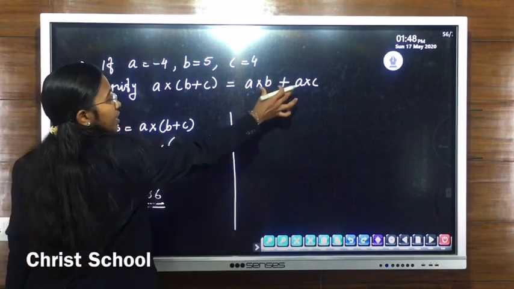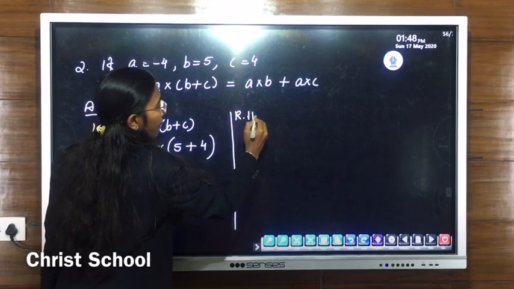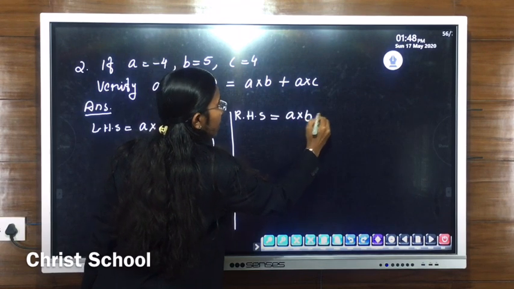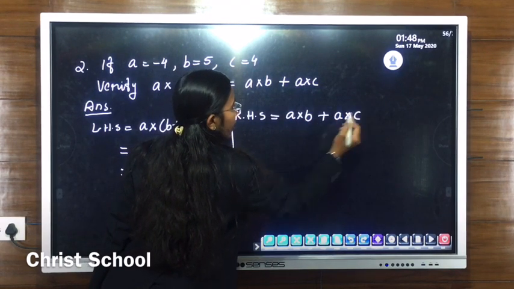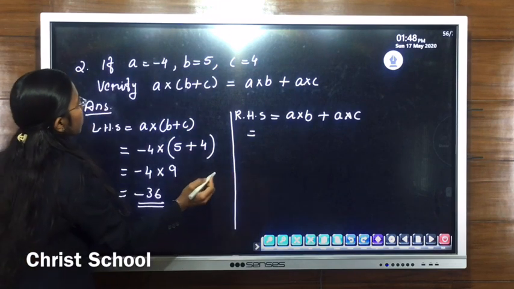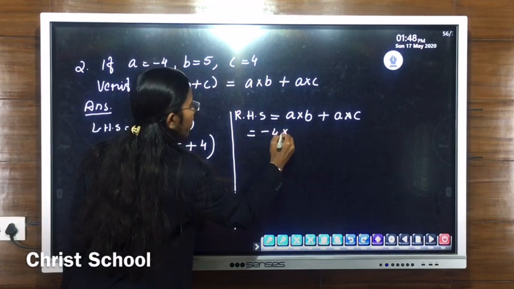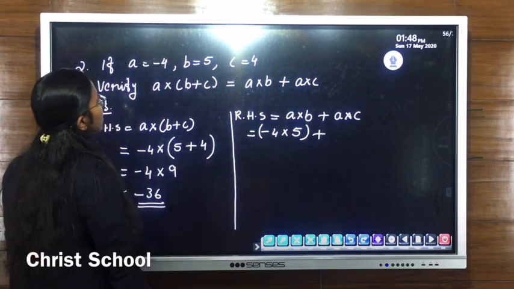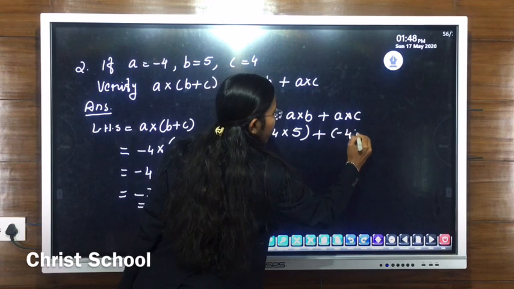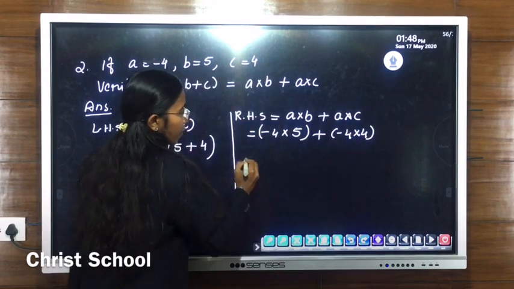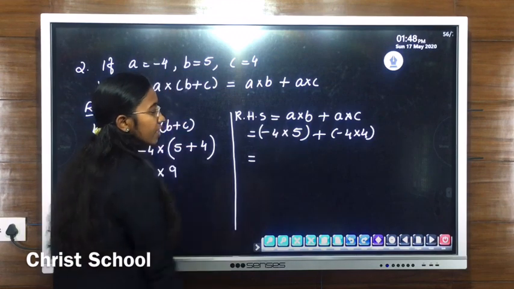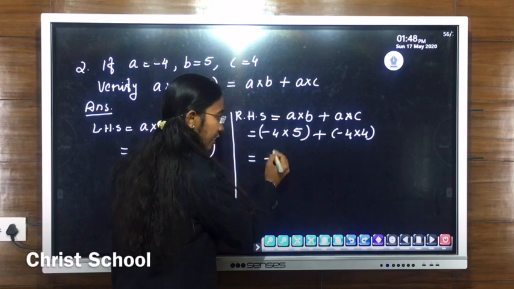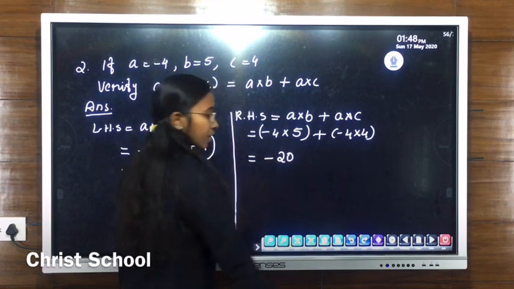Now take your RHS. This is our RHS. A into B plus A into C. That is, A is minus 4. Minus 4 into 5 plus minus 4 into 4. So this is unlike integers. One is negative and one is positive. So our sign is always negative. 5 4s are 20.